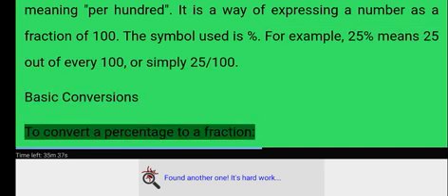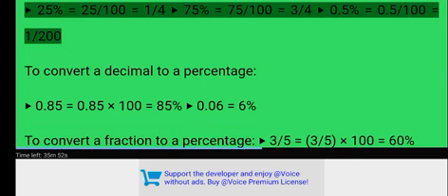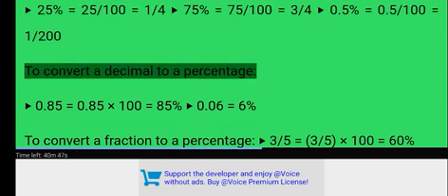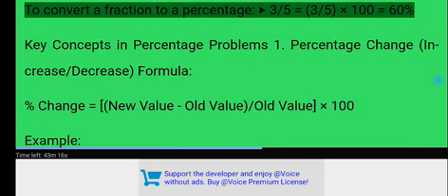Basic conversions. To convert a percentage to a fraction: 25% equals 25/100 equals 1/4, 75% equals 75/100 equals 3/4, 0.5% equals 0.5/100 equals 1/200. To convert a decimal to a percentage: 0.85 equals 0.85 times 100 equals 85%, 0.06 equals 6%. To convert a fraction to a percentage: 3/5 equals 3/5 times 100 equals 60%.